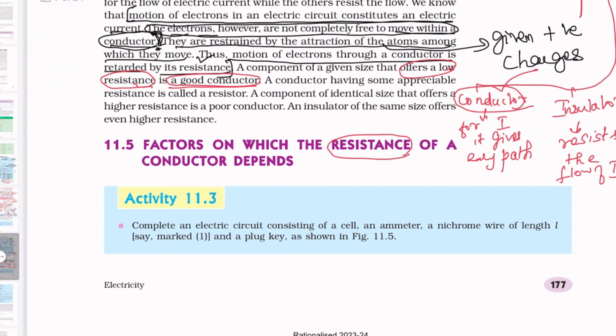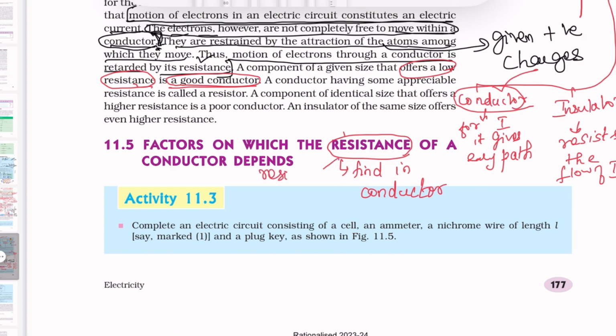Understanding the resistance, where do you find this resistance? I find it in a conductor. What is its function? It is going to resist the flow of current. But in the case of conductors, the resistance will be very low.